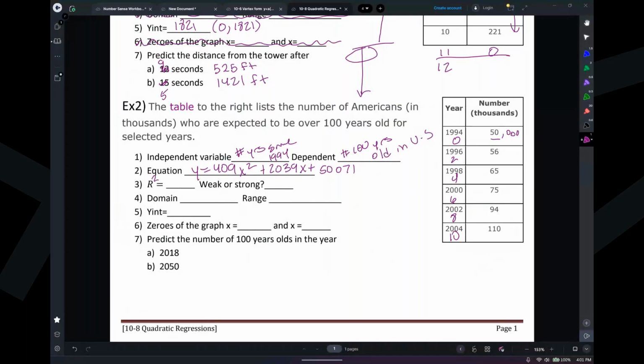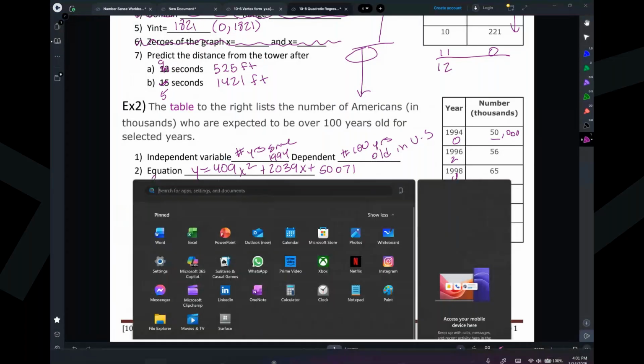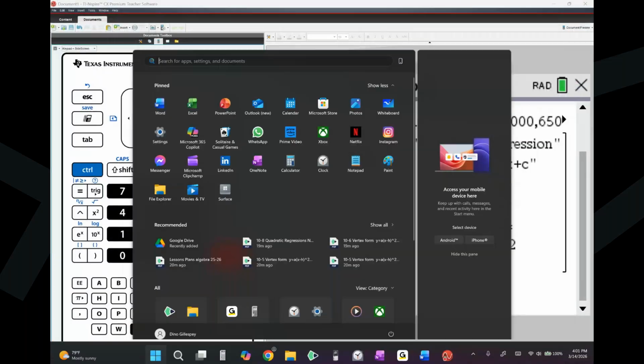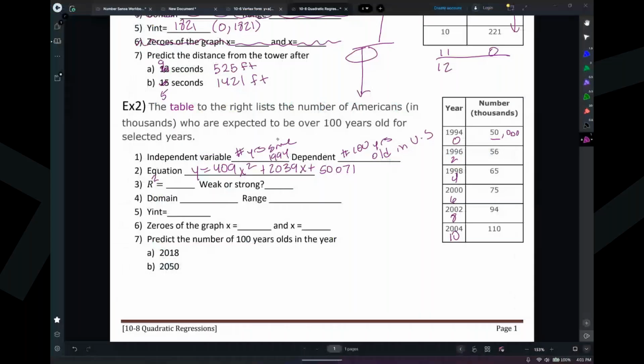Let's look at the r squared. Fix that. It should say r squared. The r squared value is about 0.997, which is fantastic, right? 0.997, very strong. Yeah. We're not going to do the domain. We are going to do the range. The range is around 50,071, right? The zeros we're not going to do tonight. And then predict the number of 100-year-olds in 2018 and 2051.